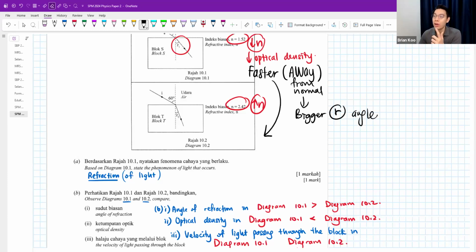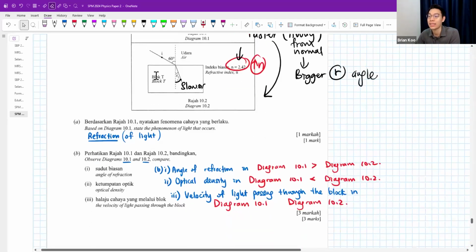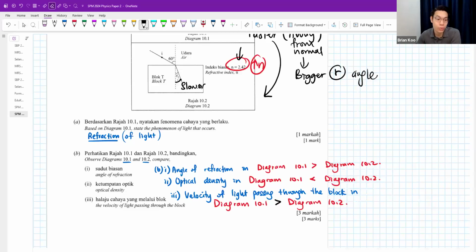That's why if I'm comparing between R1 and R2, how do I know which is faster? This definitely has to be faster because this is further away from the normal. This has to be slower because it is closer to the normal. Also, you can compare the refractive index to know the density. Lower density means that it has to travel faster. So the velocity in diagram 10.1 is greater than in 10.2.